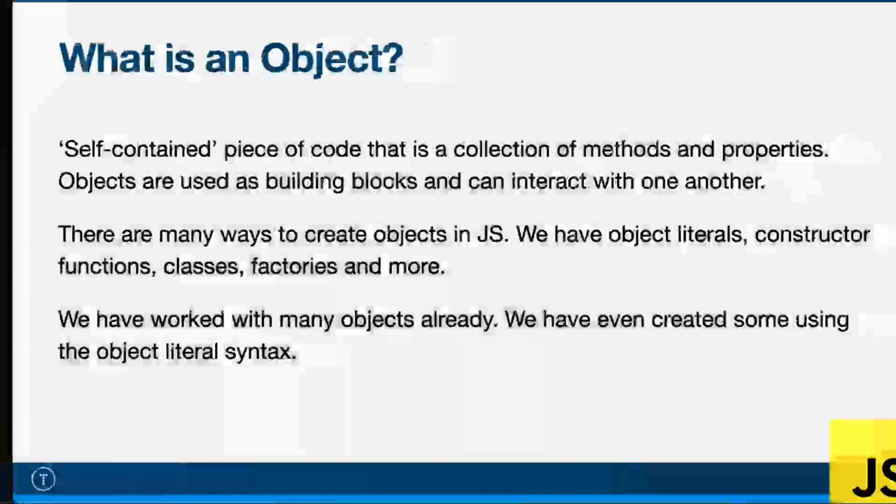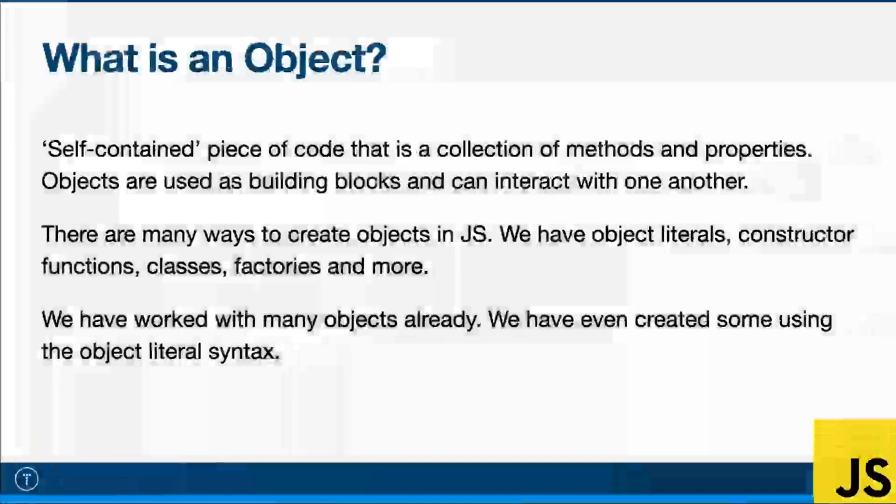So let's talk a little bit about what an object actually is. An object is a self-contained piece of code and is a collection of properties. And a property is an association between a name or a key and a value. And a property value can also be a function, in which case that property is known as a method. So essentially an object is a collection of properties and methods. And objects are used as building blocks and can interact with one another.